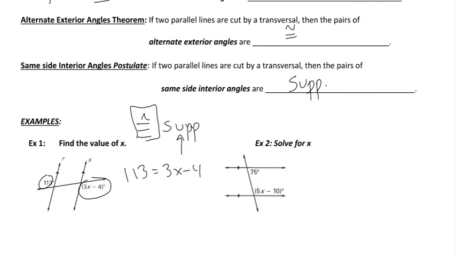Once you have that, you add 4 and add 4, you get 117 equals 3x. And when you divide by 3, you should get an answer of, calculator, 117 divided by 3 is 39. So your answer here is 39.